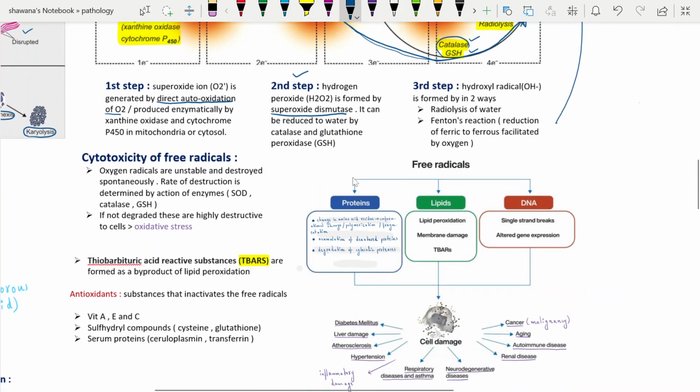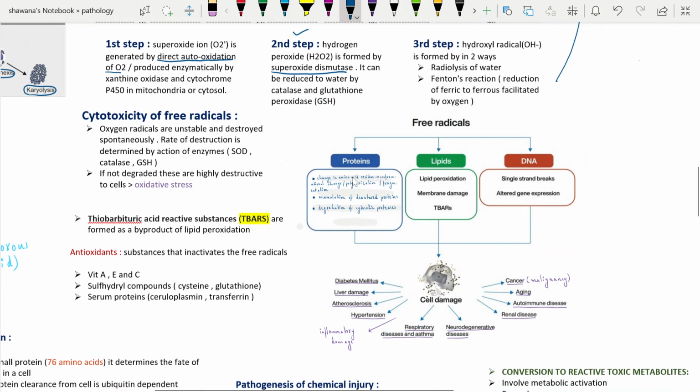Okay, what is the cytotoxicity of the free radicals? The free radicals are unstable because they contain a charge, and the rate of destruction is determined by the action of the enzymes superoxide dismutase, catalase, and glutathione peroxidase. These three enzymes are used. If these are not degraded, they are highly destructive to the cell, and this is called oxidative stress.